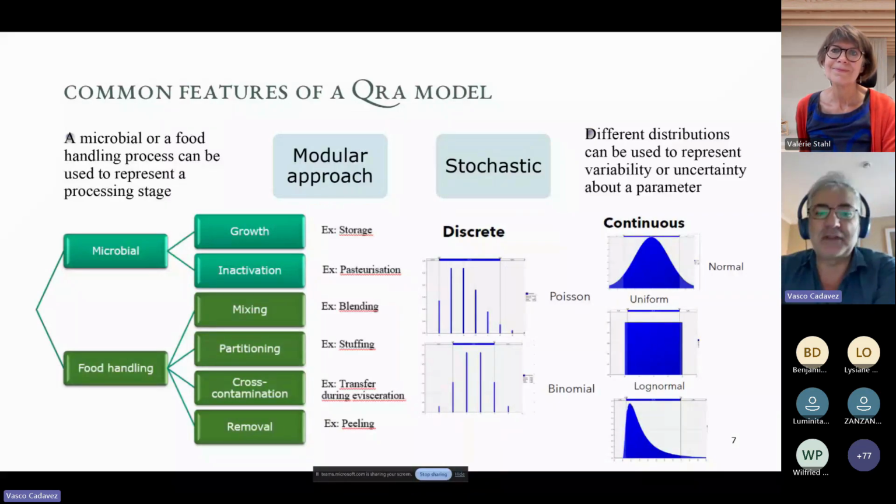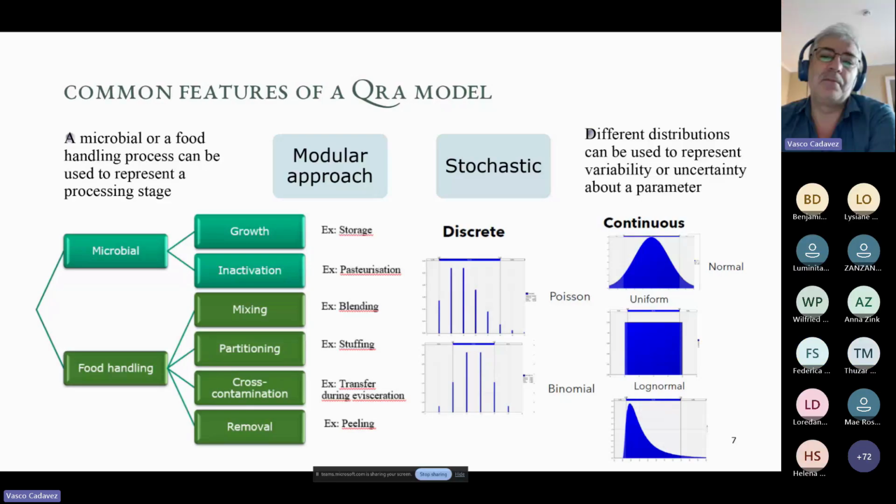Okay, considering the stochastic approach, we attribute different distributions to the parameters. These distributions can be discrete, like Poisson or binomial, and can be continuous, like normal, uniform, or log-normal. So in order to attribute this kind of distributions, we need to know exactly which distribution will be better for a specific situation.